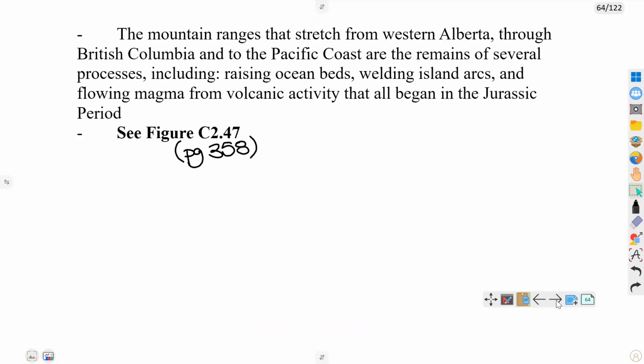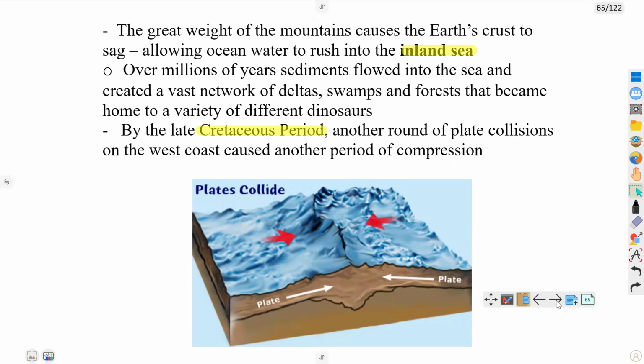These mountain ranges stretch from western Alberta through to British Columbia and then to the Pacific coastline. They've basically been formed from a lot of different processes that occurred, including raising ocean beds, welding island arcs, and flowing magma from volcanic activity. All this happening in the Jurassic period.